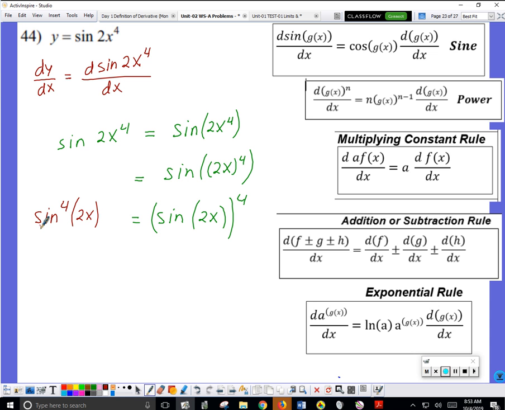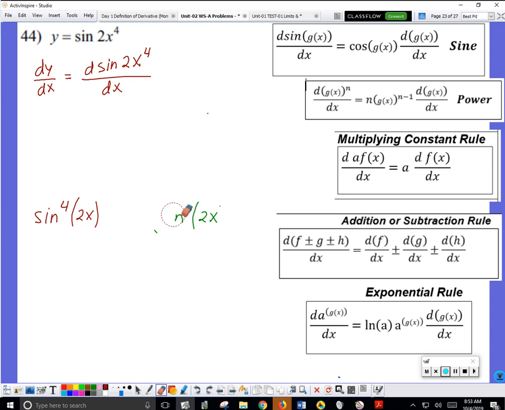There we go. Cool. So erasing all of that. We use the sine rule first. I'm guessing you knew that, but I guess I should have asked. So y prime is a good abbreviation here. The derivative of the sine of something is the cosine of that something multiplied by the derivative of that something.